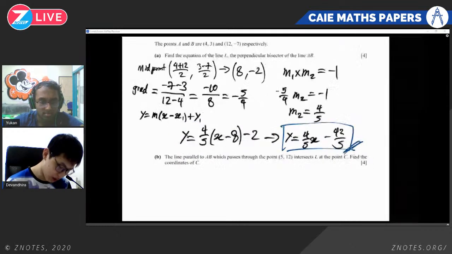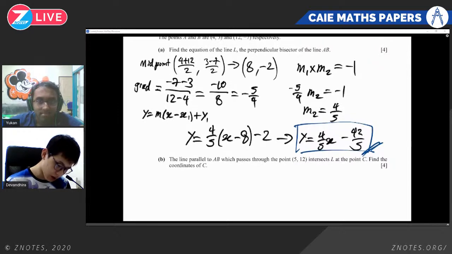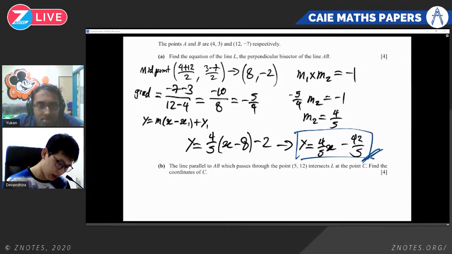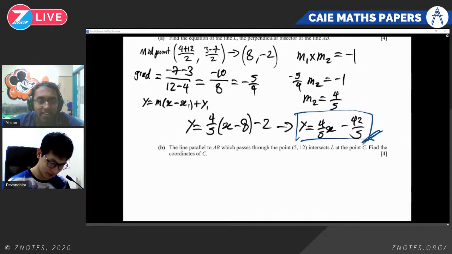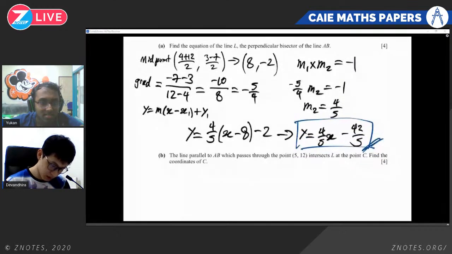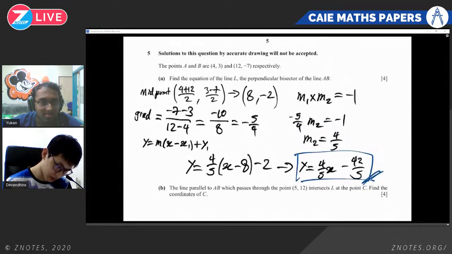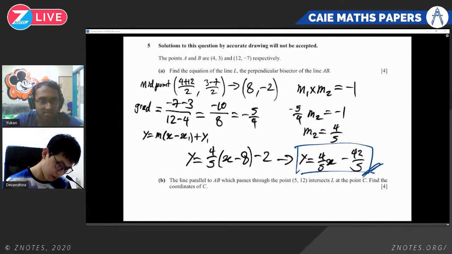All right, next question. The line parallel to AB, which passes through the point (5, 12), intersects L at the point C. Find the coordinates of C. The line parallel to AB. What does parallel mean again? That means they have the same gradient. They never intersect. Exactly.